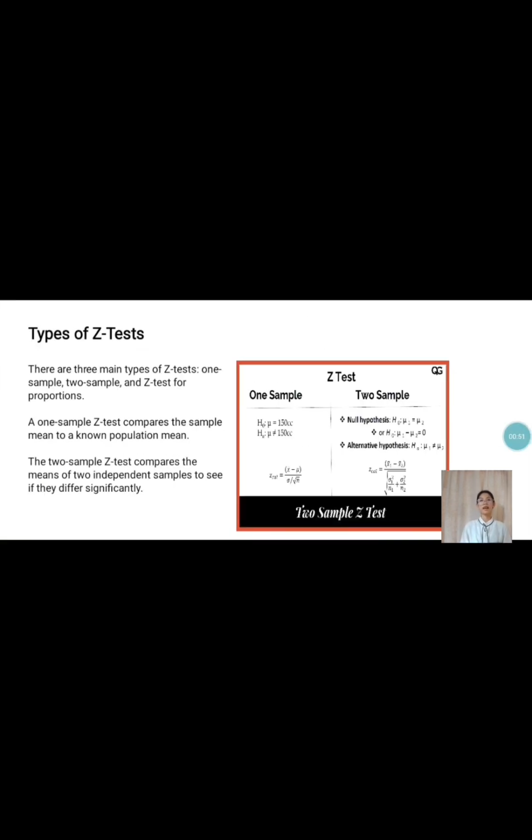Types of z-test. There are three main types of z-test: one sample, two sample, and z-test for proportion. A one sample z-test compares the sample mean to a known population mean. The two sample z-test compares the means of two independent samples to see if they differ significantly.